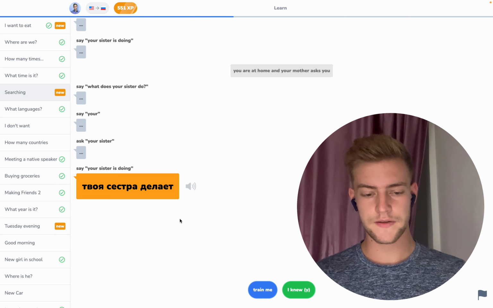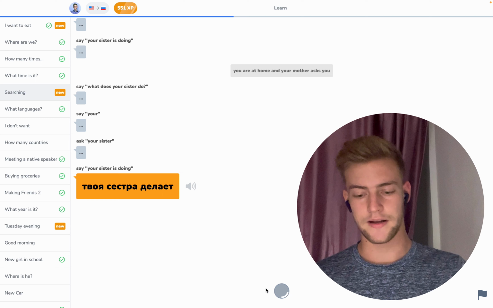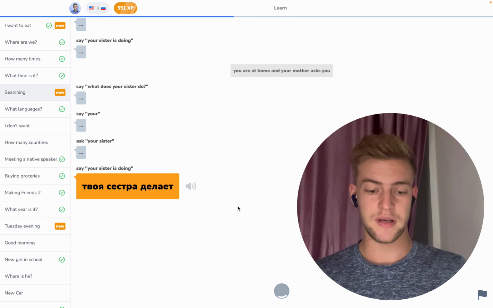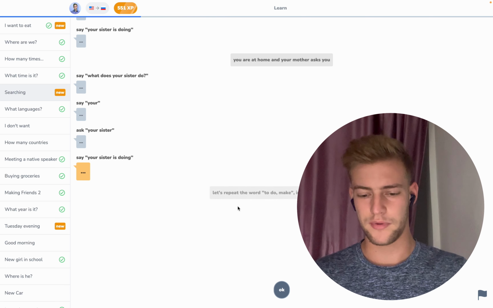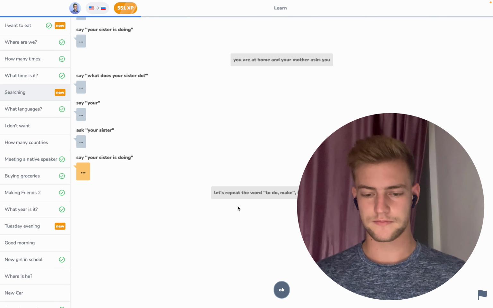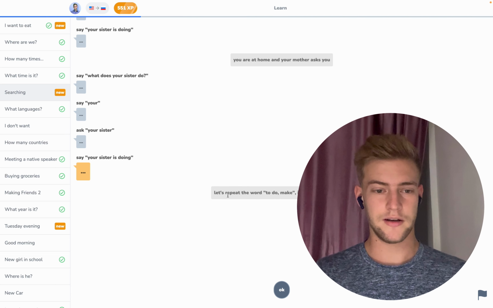What we have here is there's a verb introduced, делает, and you can train this verb now. What that does is load in an additional training. So let's repeat the verb to do if we are not sure about the verb. So let's repeat the word to do. Make in Russian you say. Okay, so much to that.